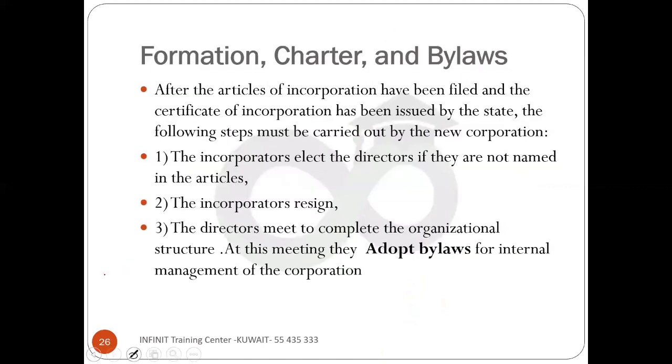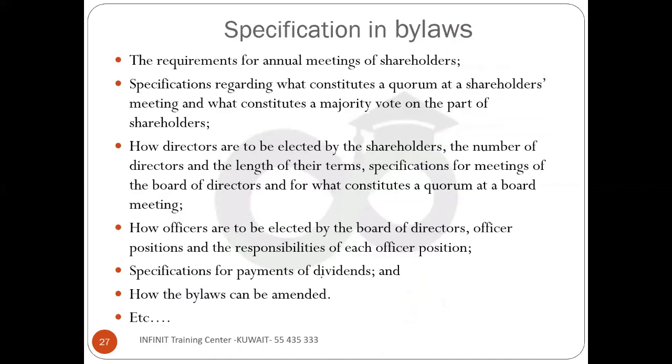So now they will adopt the bylaws. And what are the things you can find in the bylaws normally? There are a few items here, what you will find in the bylaws of the company. The requirement for annual meetings of shareholders. So when the meeting should be conducted, the requirement for annual meetings, and specification regarding what constitutes a quorum.